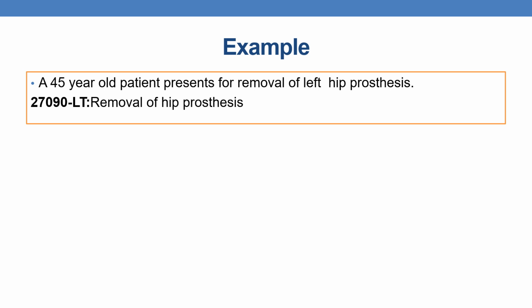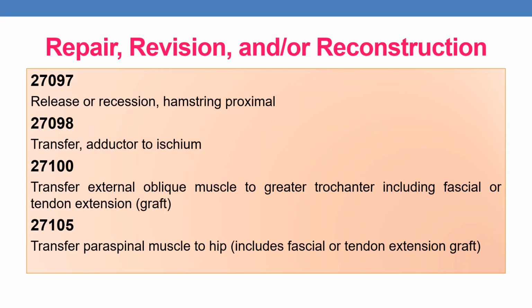Now let us see an example. A 45-year-old patient presents for the removal of left hip prosthesis. This is a simple procedure. So the CPT is 27090 along with LT modifier to indicate left side, which deals with removal of hip prosthesis. Now coming to the next section, that is repair, revision and/or reconstruction.